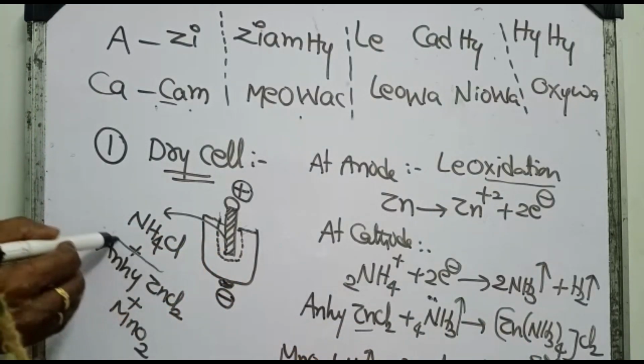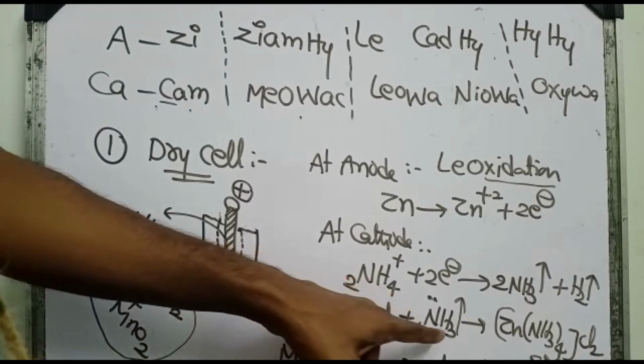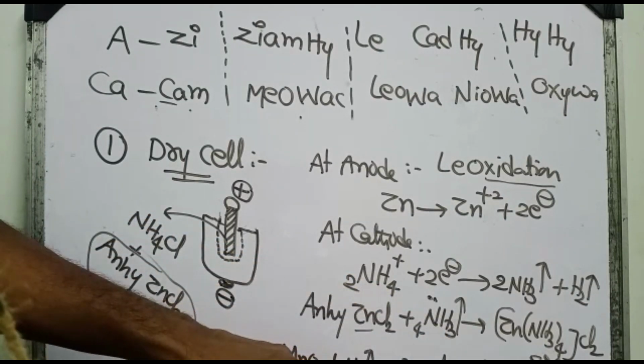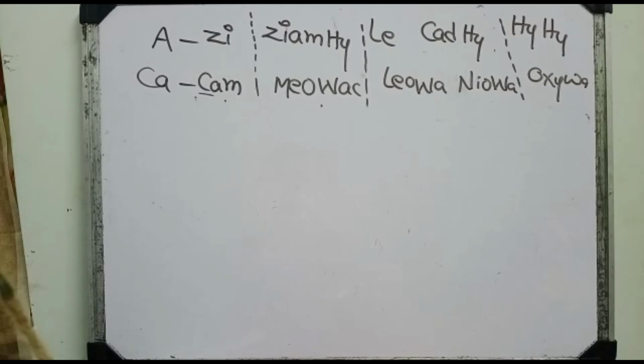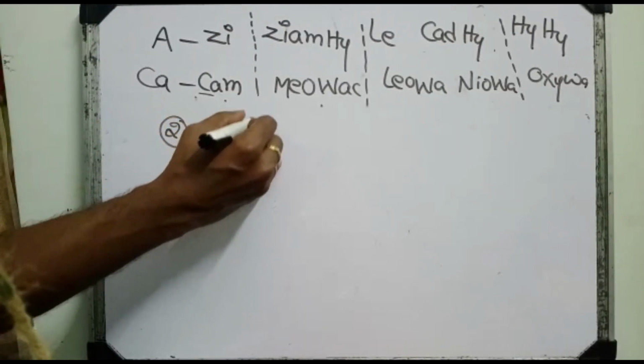So these two are important in the cell. What is the use of anhydrous zinc chloride? It absorbs ammonia gas. What is the use of MnO2? It absorbs hydrogen gas. Next, the second battery, we see the button cell.